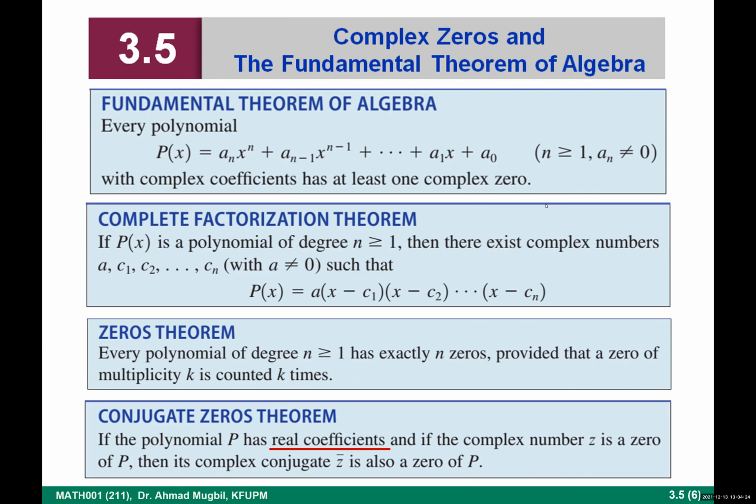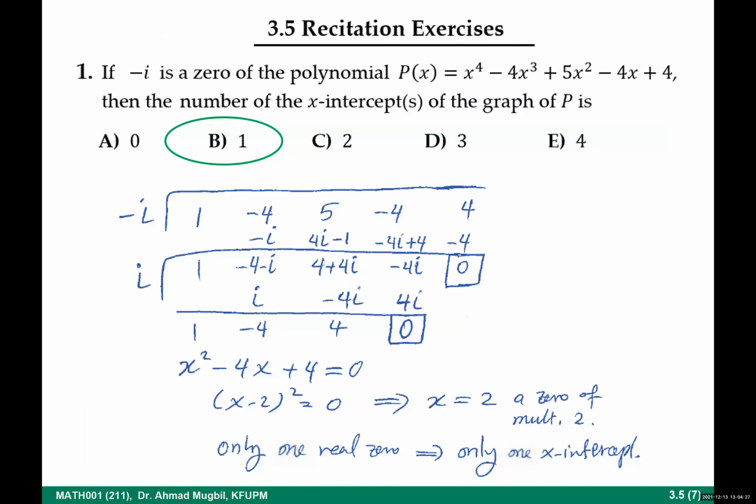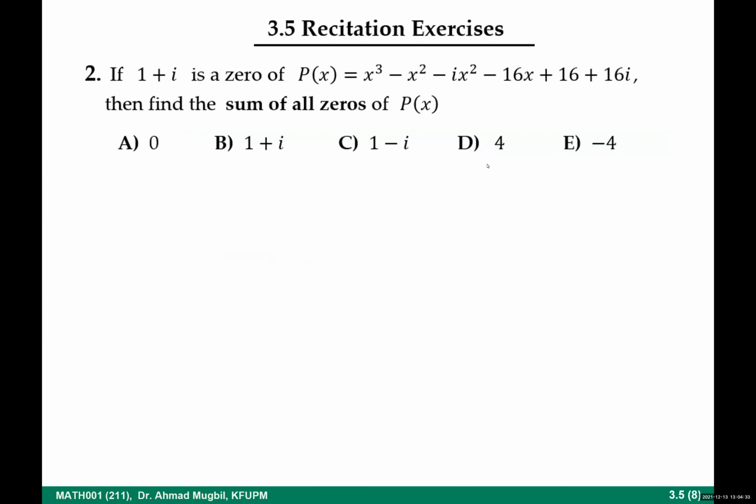Okay, I think you are ready to continue. We solved this one in the previous class. Do you remember that? So let's solve now the second one. Please, in your notebook, solve this one. He gave you one of the zeros and he wants the sum of all the zeros. So the answer is B.